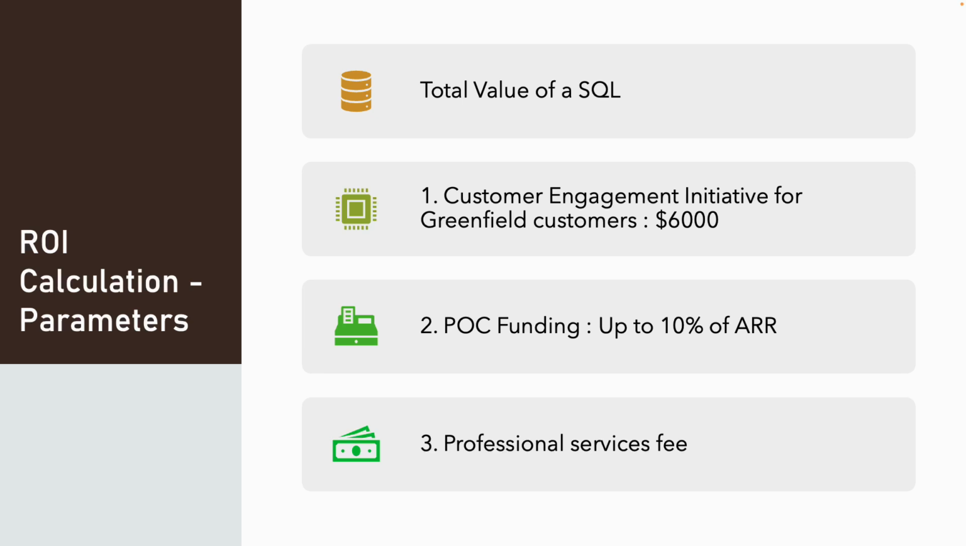So there are different initiatives, right? If the sales qualified lead qualifies for a customer engagement initiative, meaning they're a greenfield customer and you launch their opportunity, you'll get $6,000 in cash, partner cash. If they opt for a POC, let's say about a specific service, and the customer is willing to spend $200,000 a year, or if they like AWS and move forward with AWS, then your POC funding is around $20,000, right? 10% of ARR. Obviously, you will charge a professional fee when you implement. That is to be decided, and it's up to you.